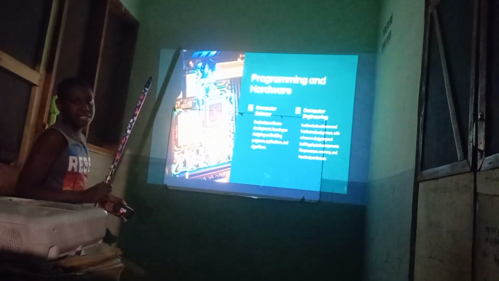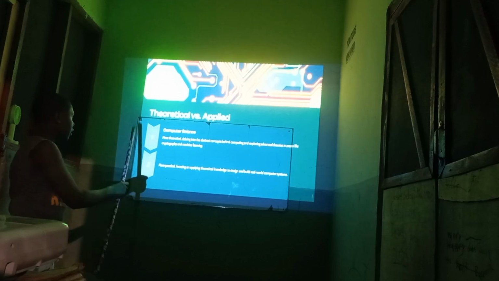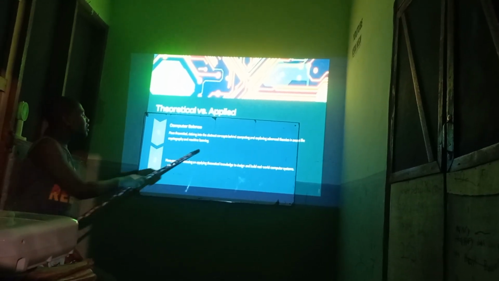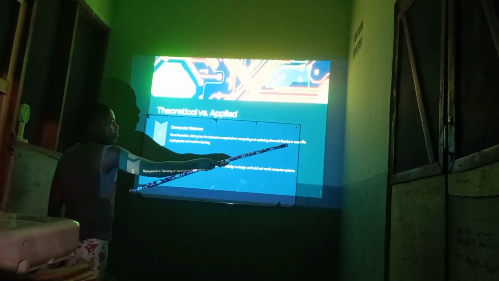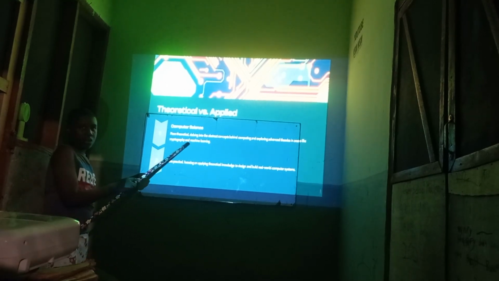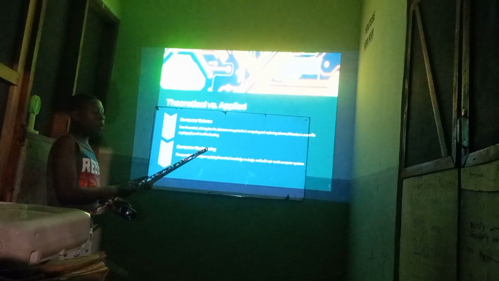So we are going to the next slide, which will be talking about theoretical and applied. More theoretical, the computer science, delving into the abstract concepts behind computing and exploring advanced theories in the area like cryptography and machine learning. I don't know much about cryptography, but I know about machine learning. Machine learning is basically about AI, as we all know, artificial intelligence. That's one of the big aspects under machine learning.